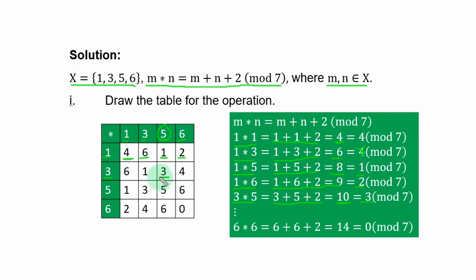If we jump to the last one, 6 asterisk 6, it means M is 6 and N is also 6. It follows that 6 plus 6 plus 2 is equal to 14. If you divide 14 by 7, you have 2 remainder 0, and we are interested in the remainder. That is why here is 0. If you do the same thing for the rest of the elements, you have the result in the table. So this is the table for the operation.